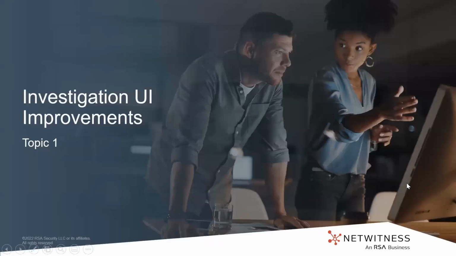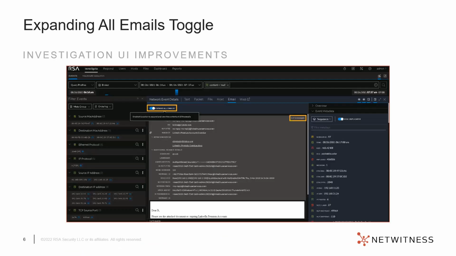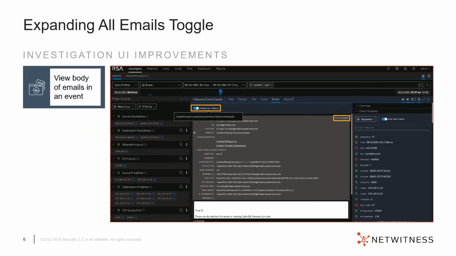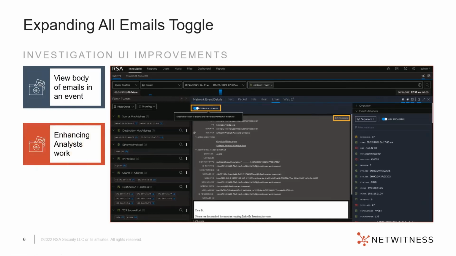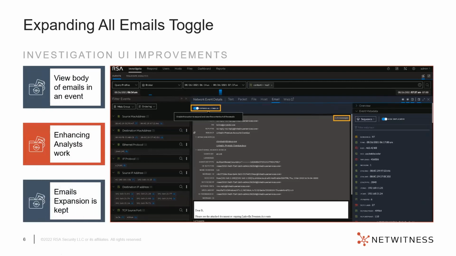So let's start. First, we'll be talking about investigation UI improvements. Our first topic will be the expand all emails toggle. So in version 11.7, when multiple emails are included in a single event, you can view the body of both emails from the expand all emails toggle button, as shown in the image. This way, analysts can better work with their findings through all emails included in one event. If this toggle button is kept open, emails are automatically expanded across events.